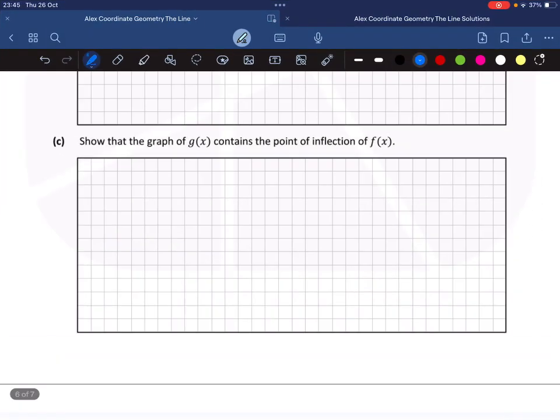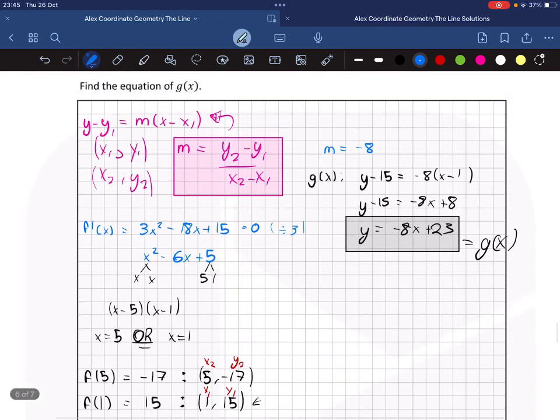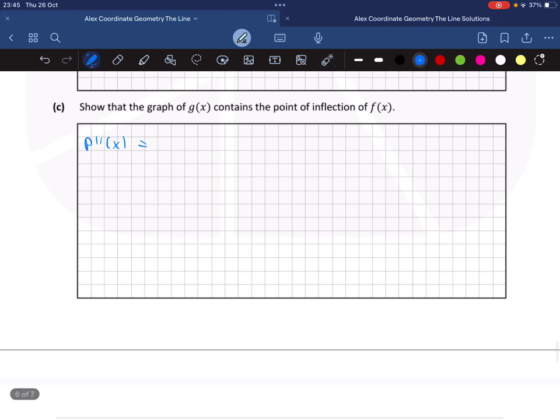F double prime of x. Well, if we look back up for our equation for f prime of x, this is what we had here. So if we differentiate that, we're going to get 6x minus 18. Equal this to 0, solve for x. 6x minus 18 is equal to 0.